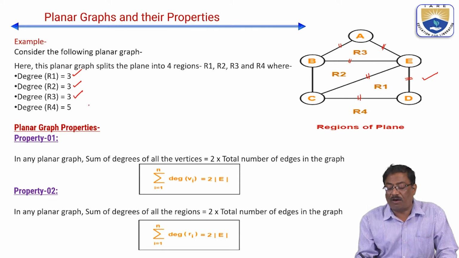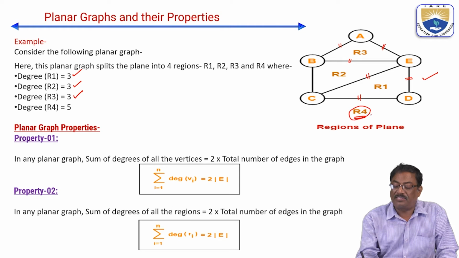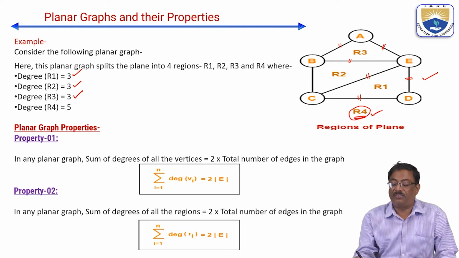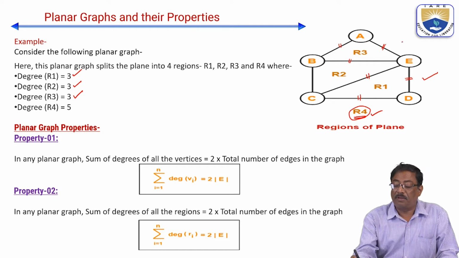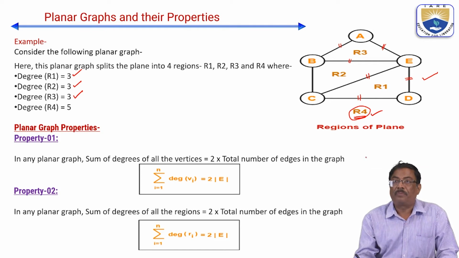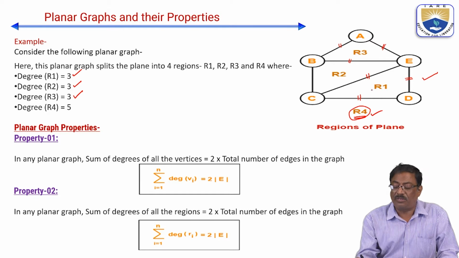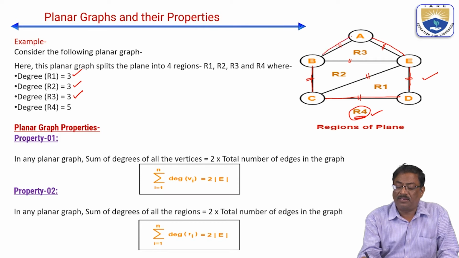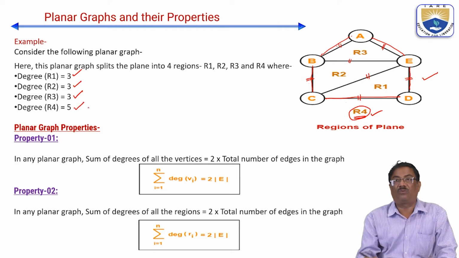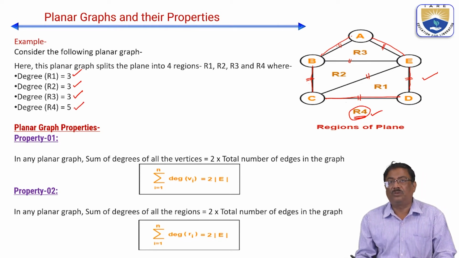And the next, the degree of R4. So all these regions are interiors. Now we are going to find the exterior region degree. So how are we going to get this region? Because of all the edges which are covered by R1, R2 and R3, other than these edges. So here 1, 2, 3, 4, 5. So the degree of R4 is equal to 5.